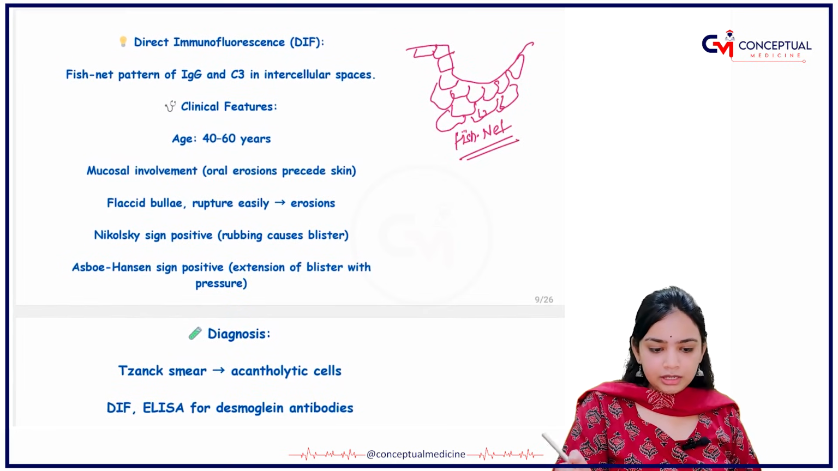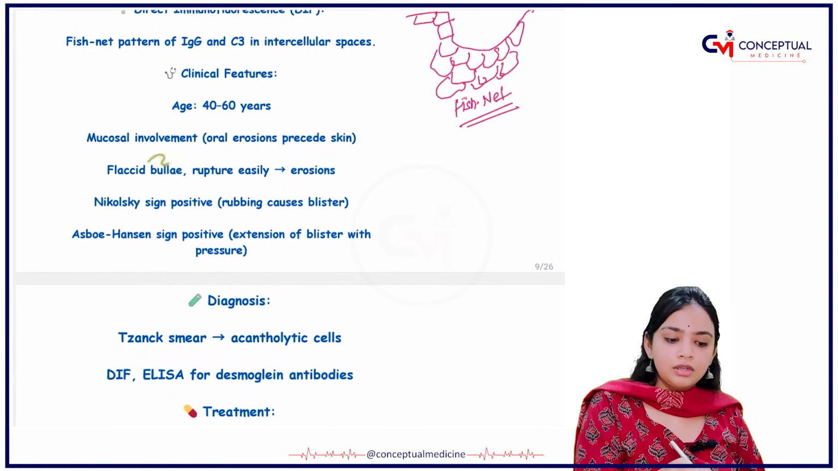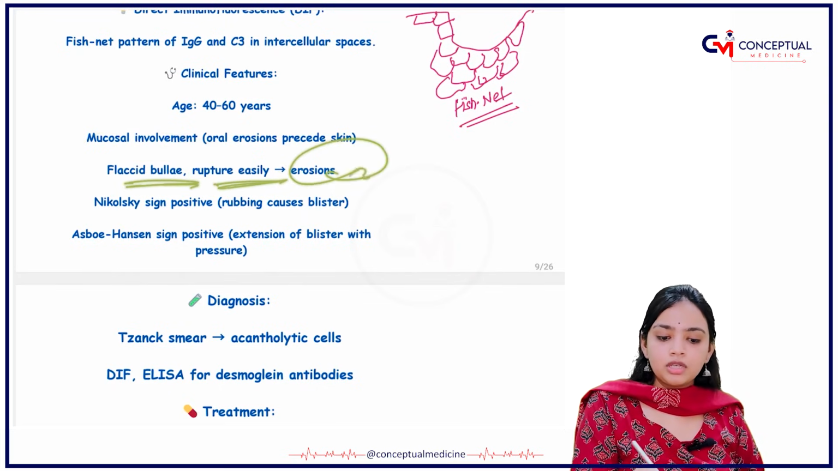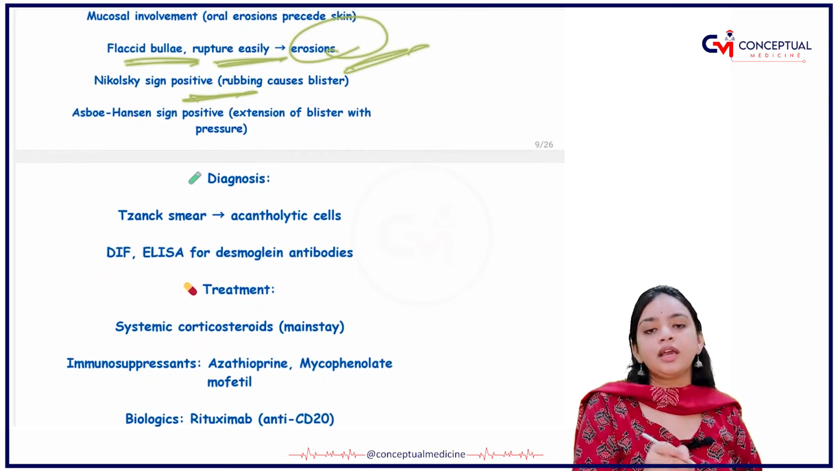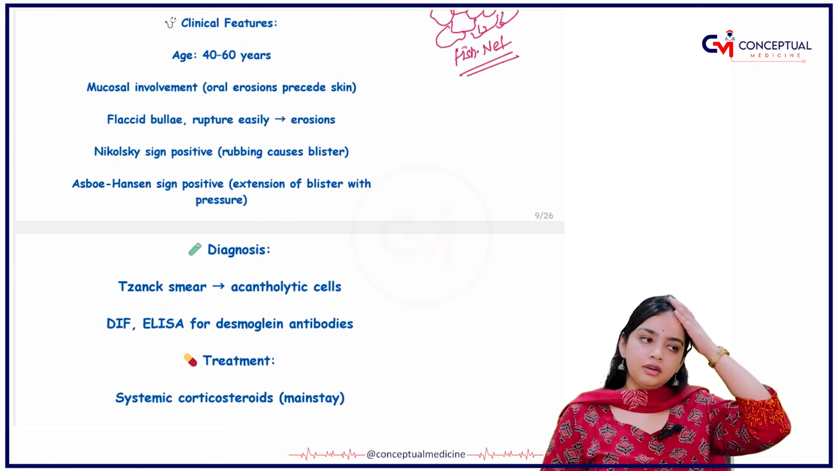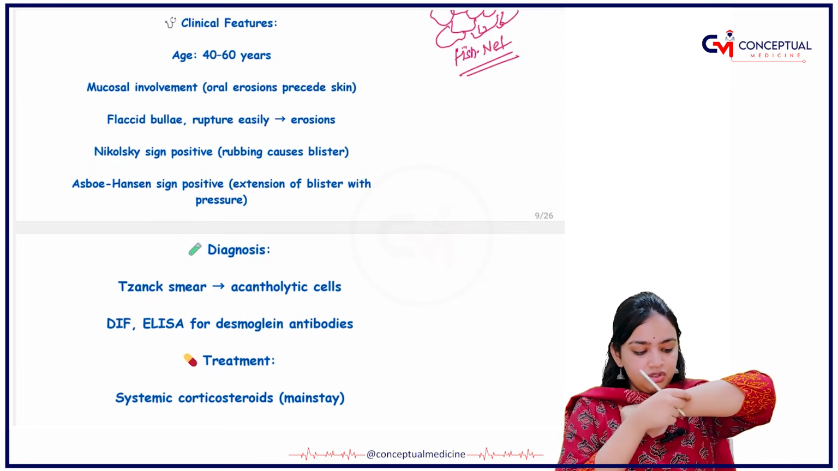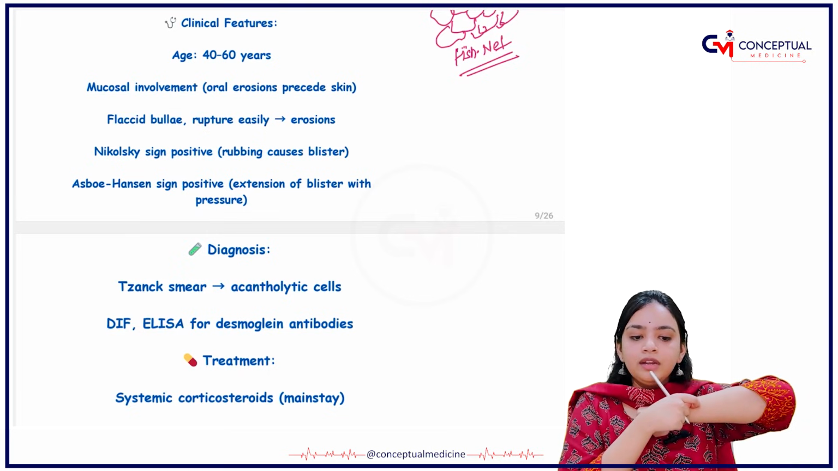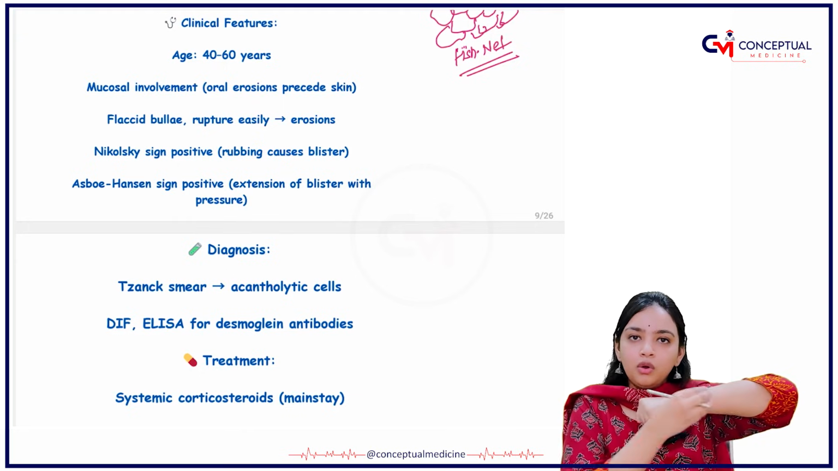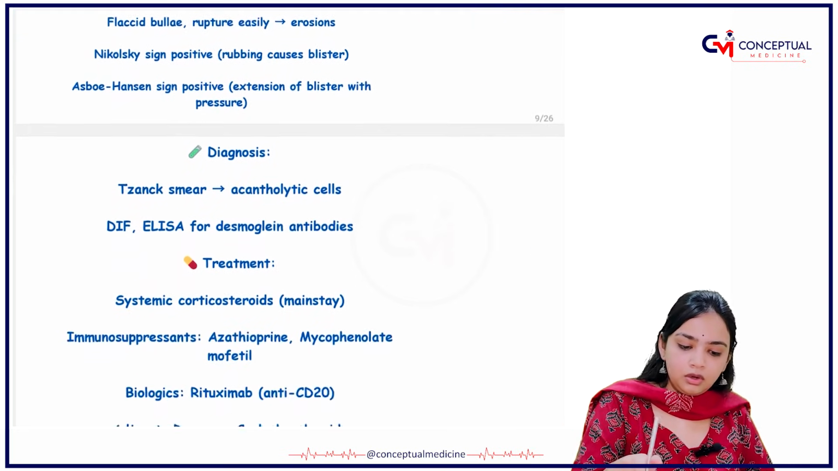Then if I talk about the clinical features, the age is mainly 40 to 60 years and there is mucosal involvement. There is flaccid bulla that ruptures easily, leaving erosions. Nikolsky sign is positive. Nikolsky sign occurs when there is a blister. If I just rub that blister, then what will happen? The rubbing will cause the blister damage. That is nothing but the Nikolsky sign.